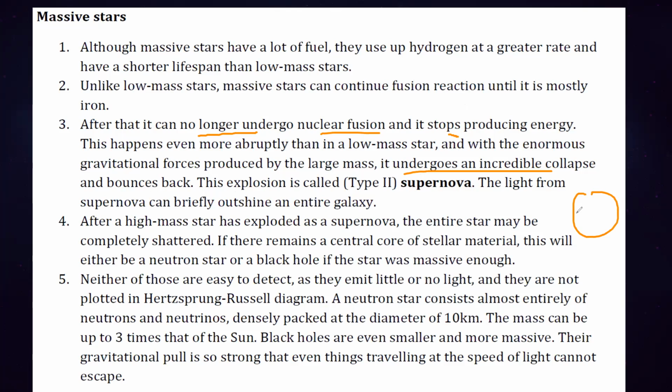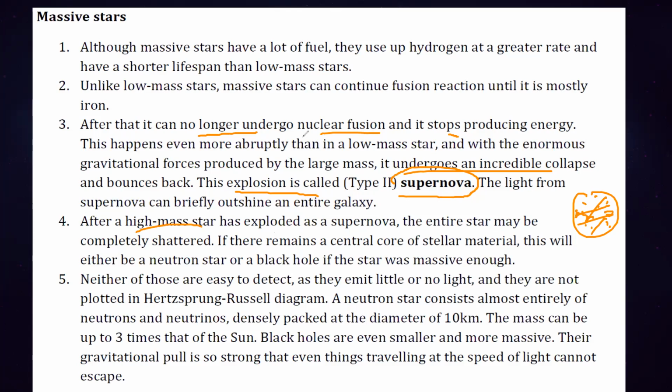The collapse is so strong that all the particles bang with each other. When they bang with each other, that produces an explosion, which we call a supernova. The light from a supernova can even outshine the entire galaxy. It's too much light. And after a high mass star explodes, the entire star is completely shattered, and it will turn into a neutron star or a black hole.